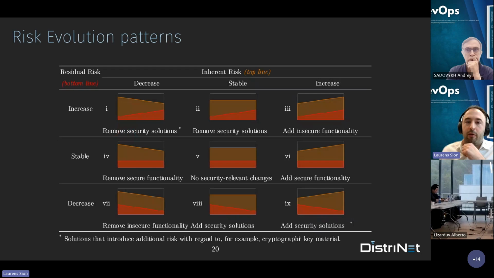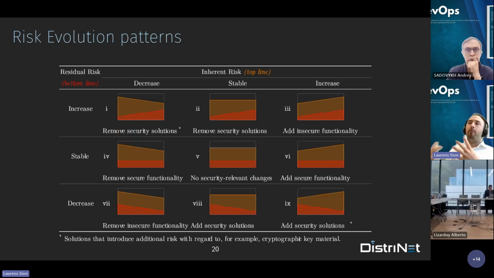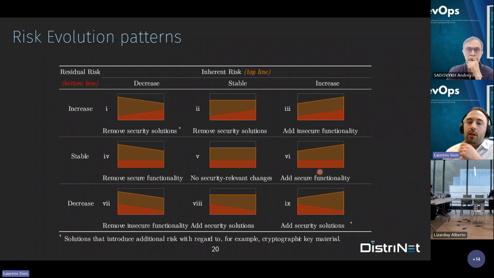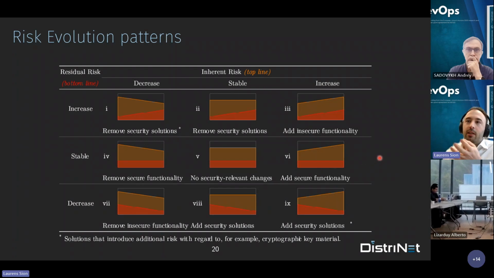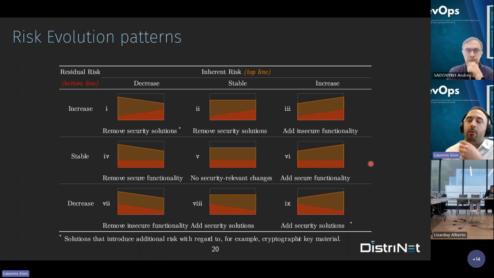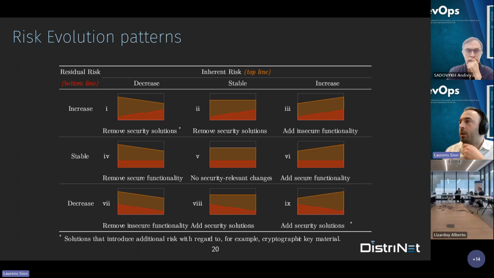We'll give a brief overview figure of types of patterns that you can see in how the risk evolves. So depending on whether you make certain modifications in the system, you will have different kinds of effects that you see in the risk. So if you add, for example, secure functionality, you will see that the inherent risk would rise, of course, but your actual residual risk stays the same because the functionality is properly secured. And of course, for different types of changes, we will see different types of patterns emerging in your results.